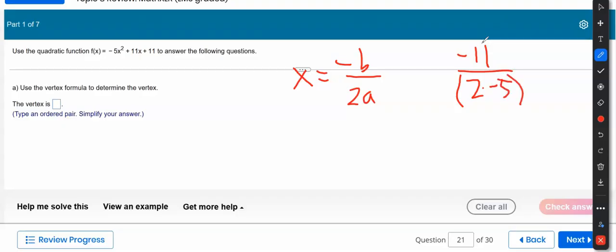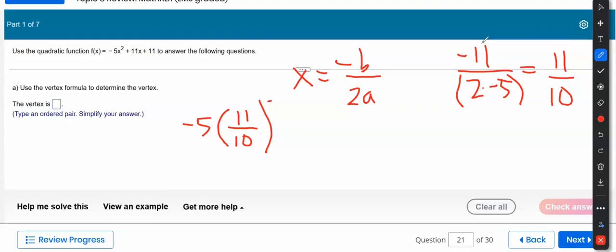So what is that? That's an ugly number, isn't it? Well, it's 11 over 10. Isn't that weird? How do I find the y value that goes with it? You've got to plug that in for the x's. So we've got negative 5 times 11 over 10 squared plus 11 times 11 over 10 plus 11.